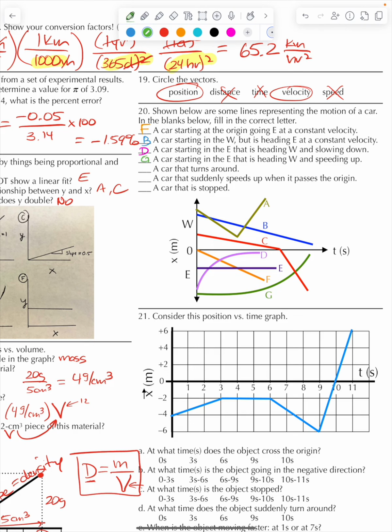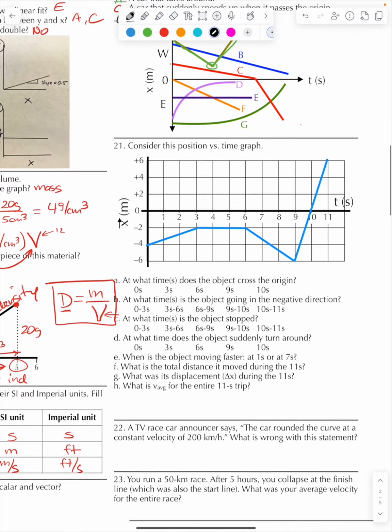A car that turns around, so just like I talked about, I'll just use green again. That car was heading towards the east, and then now it's heading west. So that is curve, I just crossed it out, A. A car that suddenly speeds up when it passes the origin. So that is the red one. Notice how it starts out at a constant velocity, then boom, gets steeper. So that is curve C. And finally, a car that is stopped, I don't have that color, let's call it black, that's E, it's not moving.